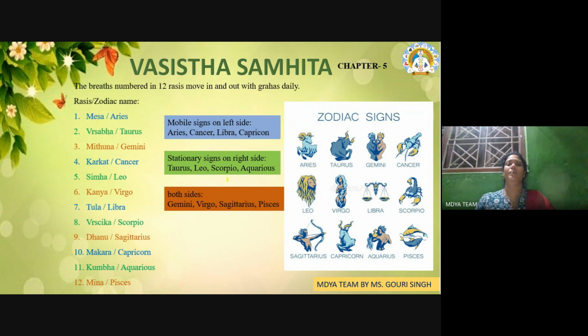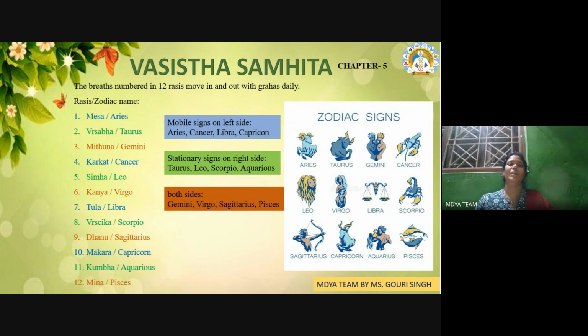The breaths numbered in 12 Rasis move in and out with Grahas daily, according to Vasistha. The breath you are taking, all 12 rasis move in and out with it every time, and with the grahas also. So what are the rasis here?